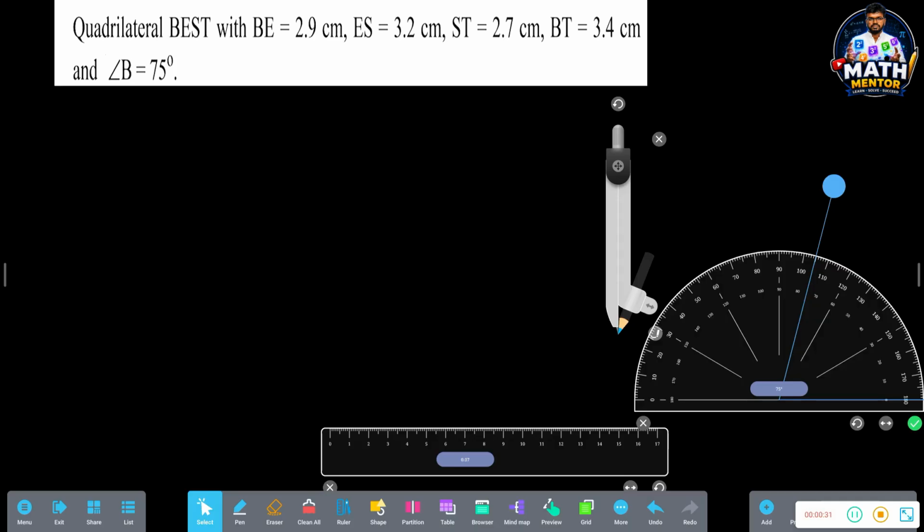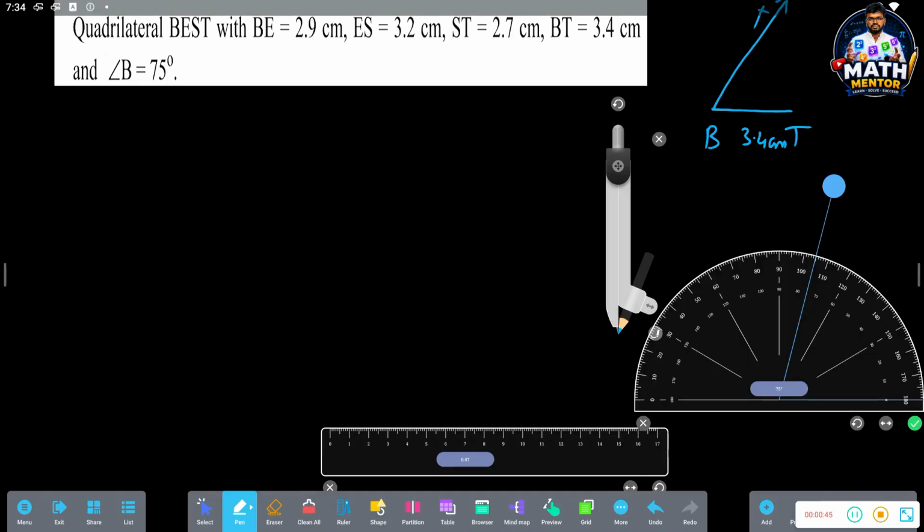ఇక్కడ నేను ఫస్ట్ BT ఐ విల్ టేక్ BT యాజ్ బేస్, దీన్ని 3.4 centimeters, and from B I will draw a ray BX with 75 degrees. ఓకే, తర్వాత మనము BE 2.9, ఇక్కడ ఫ్రమ్ B ఆర్క్ గీస్తే మనకి 2.9 centimeters వస్తుంది. తర్వాత ES 3.2తో ఇక్కడ ఆర్క్ గీయాలి, దెన్ ST 2.7తో ఈ ఆర్క్ని కట్ చేయాలి. సో ఇది మనకి S అవుతుంది. ES జాయిన్ చేయాలి అండ్ ST జాయిన్ చేయాలి. ఇది రఫ్ డయాగ్రామ్. సో మనం కన్స్ట్రక్షన్ స్టార్ట్ చేద్దాం.